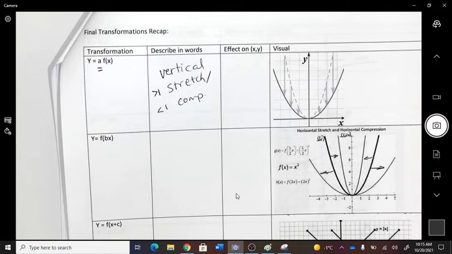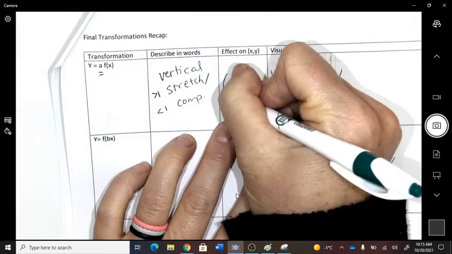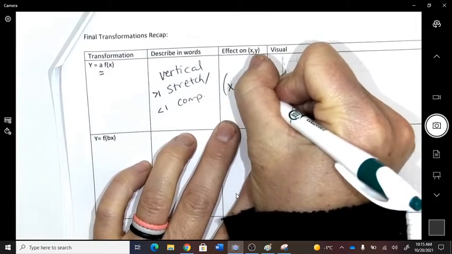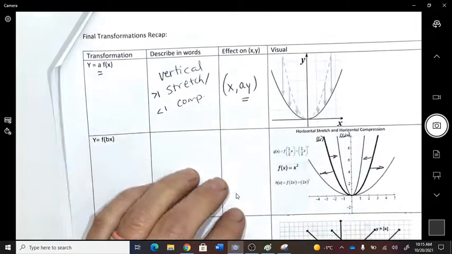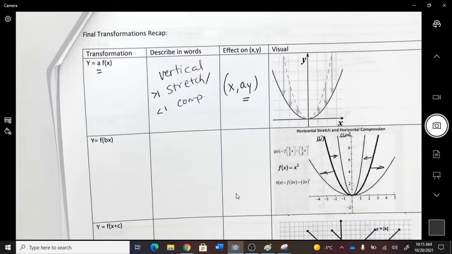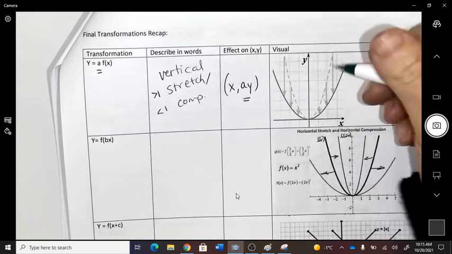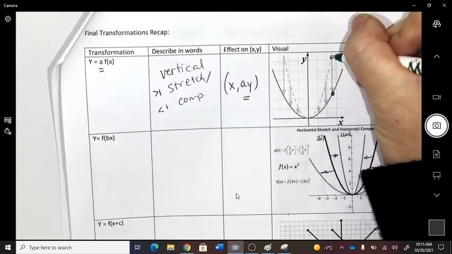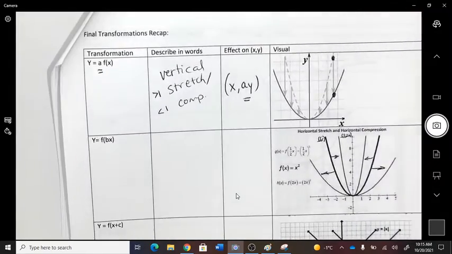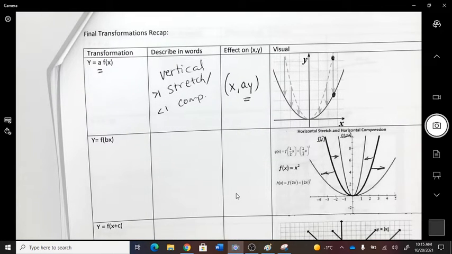So in the coordinates, that's what it would do. Okay, so there's a visual. So something like this. This coordinate is now there. That's a way of vertically stretching something.